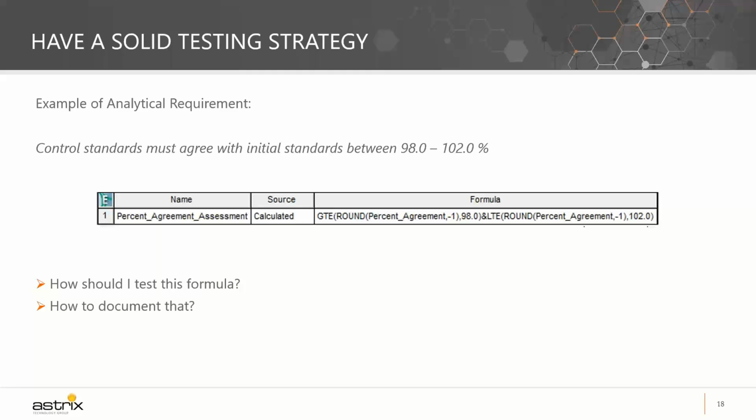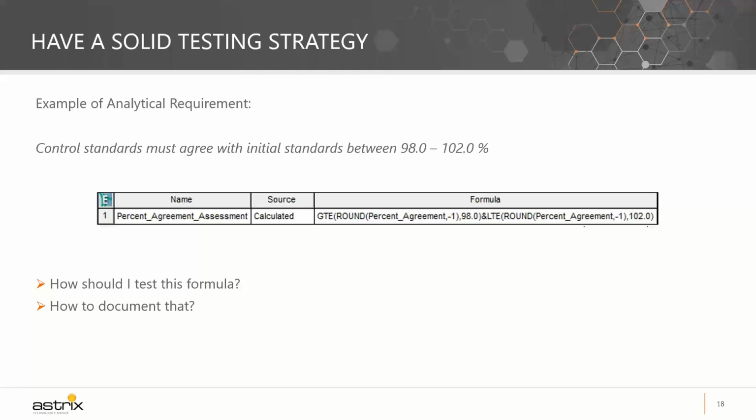So by looking at this formula, what are the possible outcomes from this? From looking at this, we can see at least 5 outcomes. Values that are below 98, between 98 and 102, above 102%, and values that are exactly 98.0 and 102.0. So those are the possible outcomes of this formula. And I need to make sure that the formula is working for all of those. So this is what a testing strategy is: figuring out what is supposed to be done with this formula, and then figuring out how you're going to test this and document this.